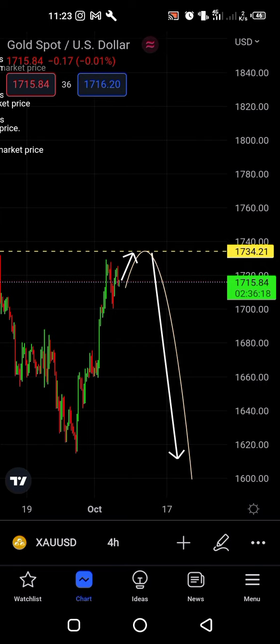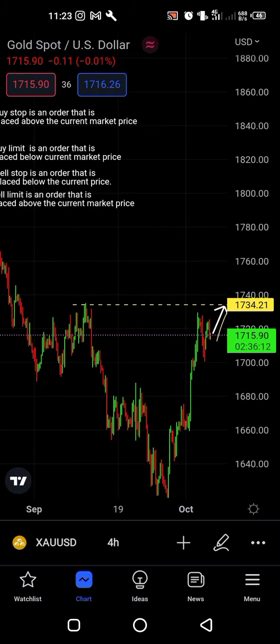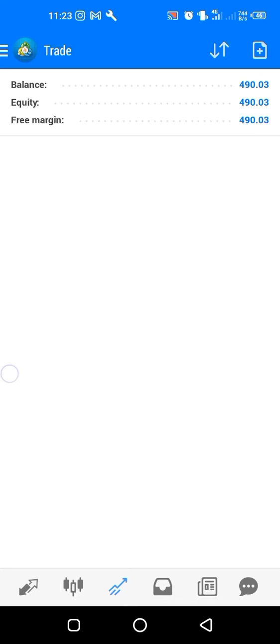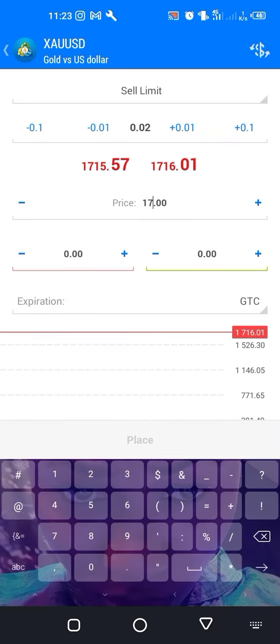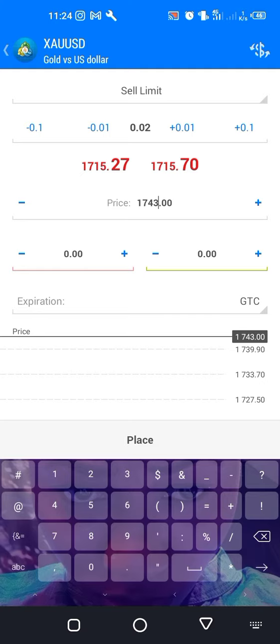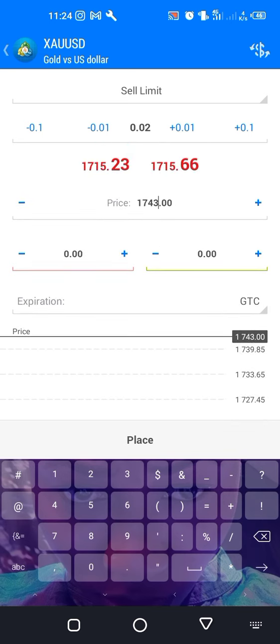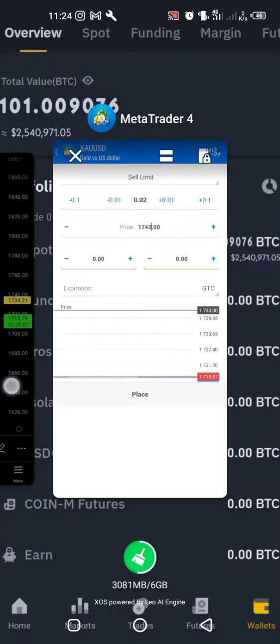So your pending sell limit order is placed above current market price. So the price we'll have here is 1734.21. Let's see, sell limit 1743. Now this price is above the current sell price. You can see above it, and you can see your place is active. You click on place to place the order. If you look here, you can see current market price and then your sell limit here. If you place it, then when price gets there, it will pick your trade and then go in the direction that you want.